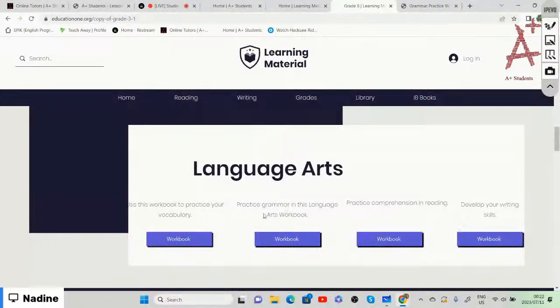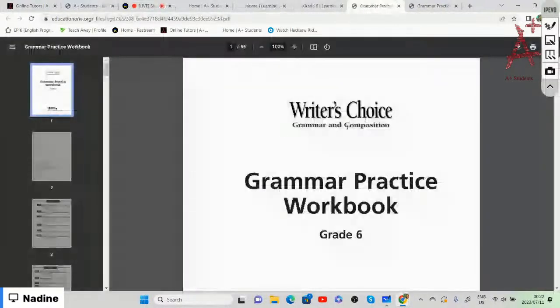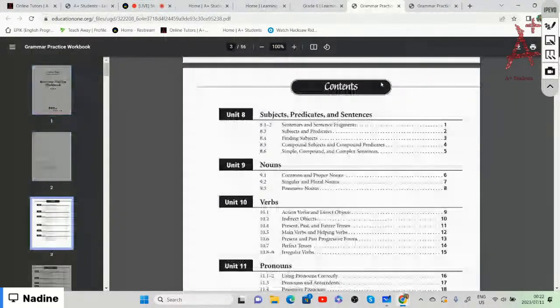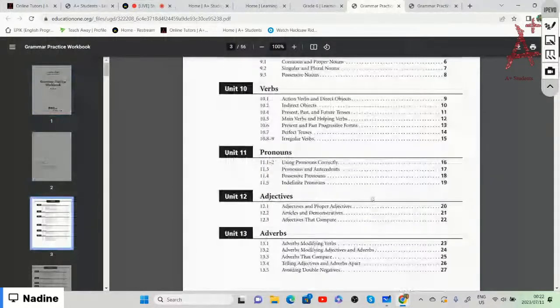All right, we are going to then click on the second workbook, which is practice grammar in this language arts book. And then we're going to scroll down until we get to pages 16, 17, and 18.